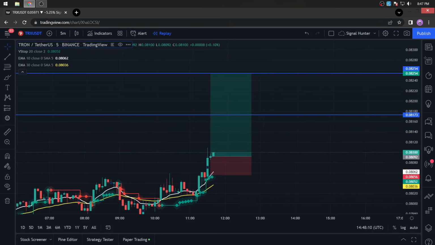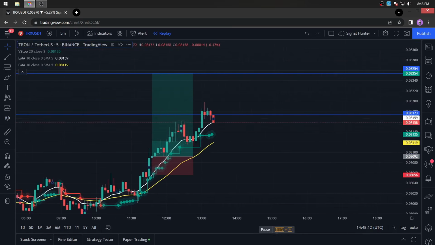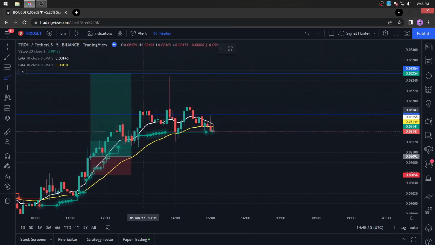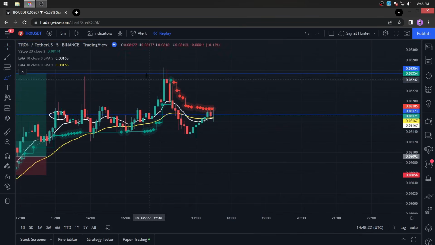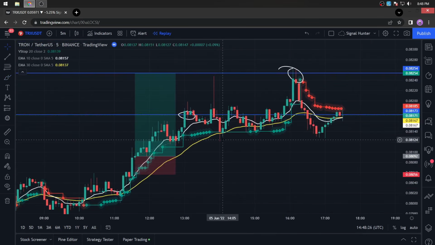And if I see after a few candles the price is trying to go up and successfully hits our profit target 1 and finally hits our profit target 2, and it counts as a successful trade. So now let's go with another example.